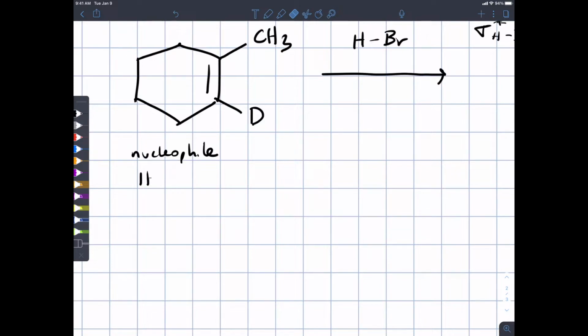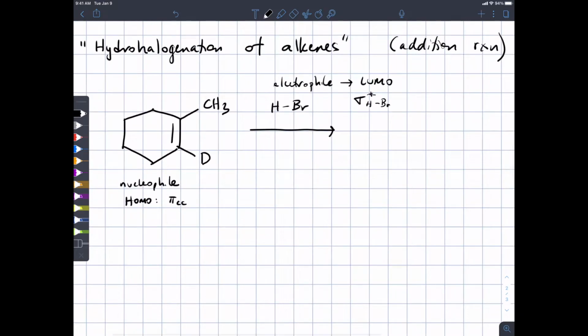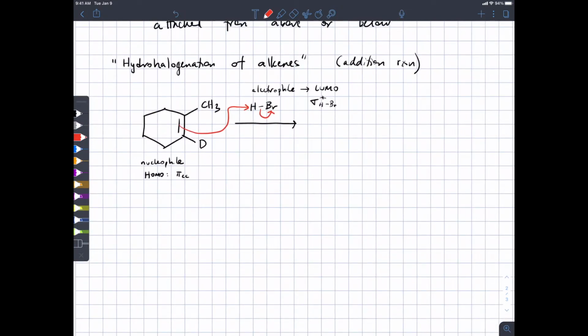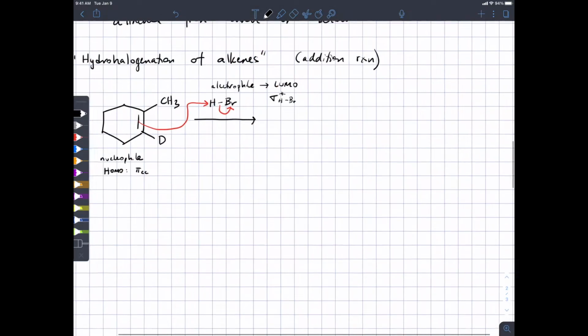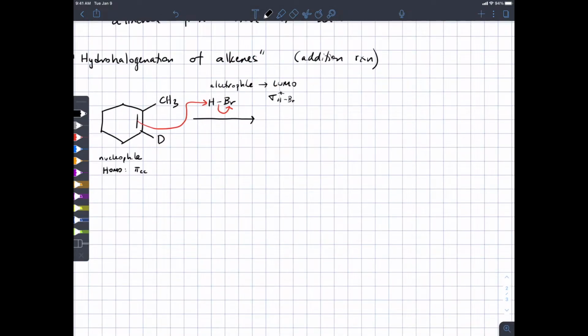The relevant orbital here is the HOMO, which is the carbon-carbon pi orbital. So we're going to show HOMO attacks LUMO, pi bond electrons attack hydrogen bromine sigma star at hydrogen so that Br minus can be the leaving group. That's step one of the mechanism.